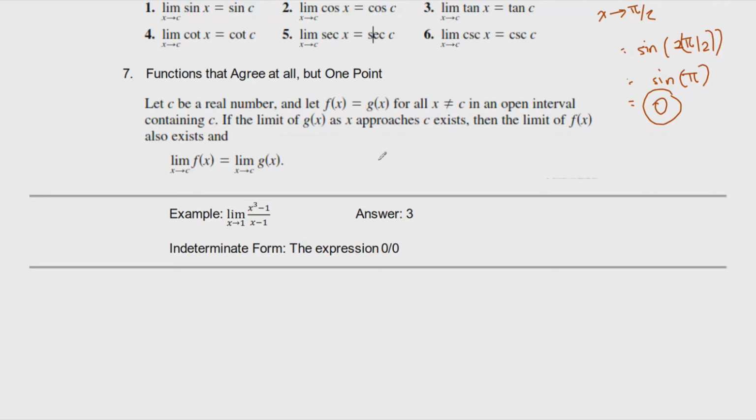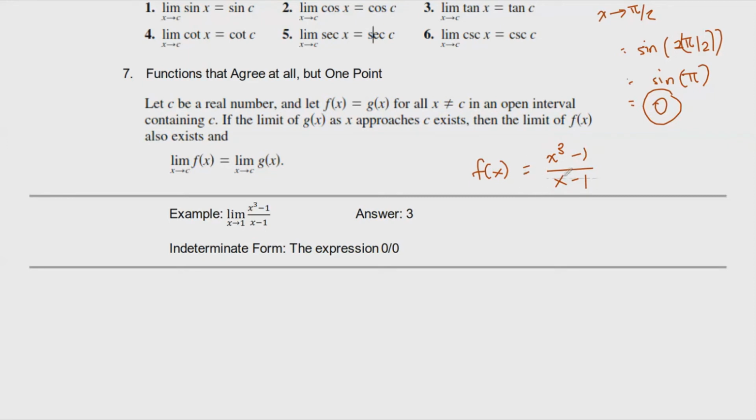So let's try solving one. Now remember this function x cubed minus 1 over x minus 1. So this is a kind of function that agrees at all but one point. So what do we mean by such kind of thing? It fairly means that it has an asymptote or something like a value that will make it undefined. What is that value in this case?